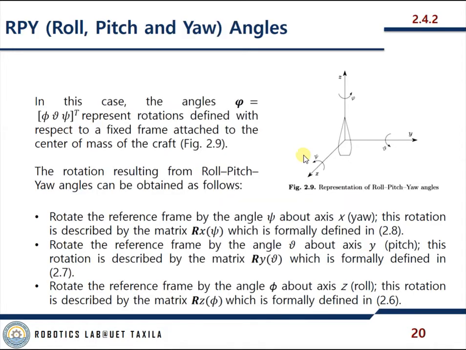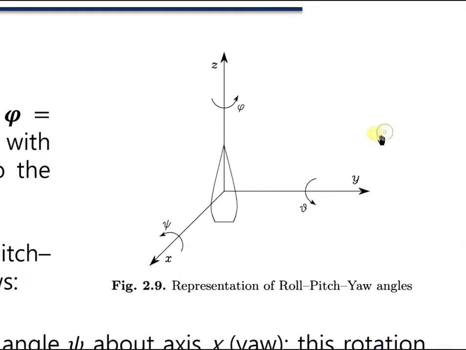Let's continue. Now I will discuss roll, pitch and yaw angles. In this case, the angle psi equals phi, theta and psi. For the time being, just consider this is a symbol and it represents three angles, phi, theta and psi, representing rotations defined with respect to a fixed frame attached to the center of mass of the craft. In figure 2.1 and 2.9, let me zoom that for you. So these are the rotations about different axes.